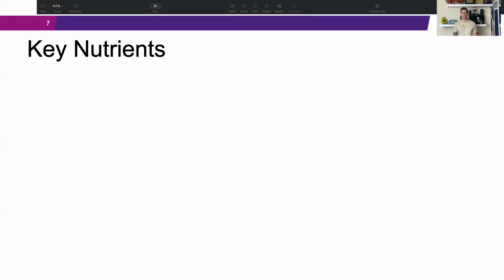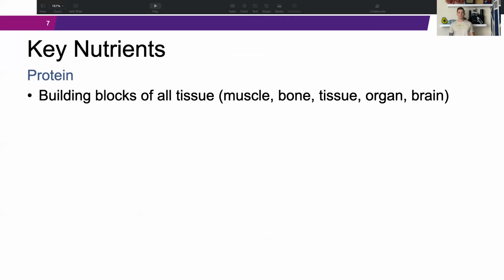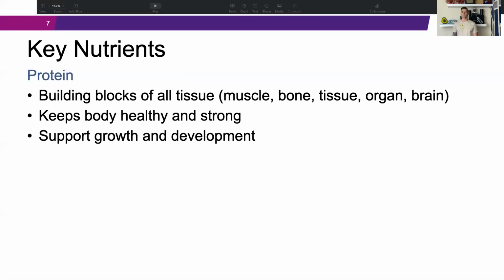So, key nutrients of optimal nutrition. Protein. Protein is the building blocks of life, as I like to say. It is what makes up all tissue, bone, muscle, organs, and the brain. It keeps your body healthy and strong, supports growth and development, and that's obviously why people that are bodybuilding or people that are trying to gain muscle will generally have a higher protein diet.